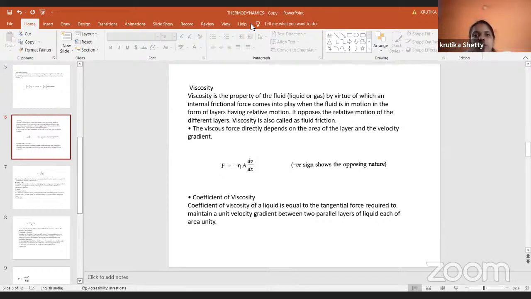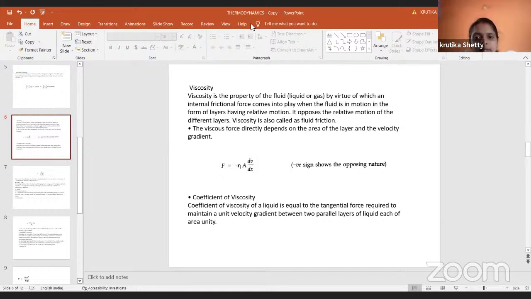So I told you, whatever the different layers are there, the force will be acting between them. That force is given by the expression F is equal to minus eta A into dV by dx. Eta is the coefficient of viscosity, they will give the value. A is the area. dV by dx is the velocity gradient. The velocity along the length of the pipe is called the velocity gradient.